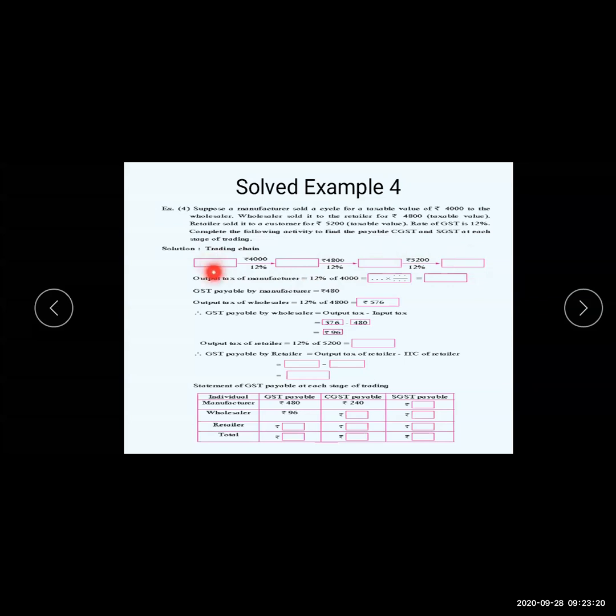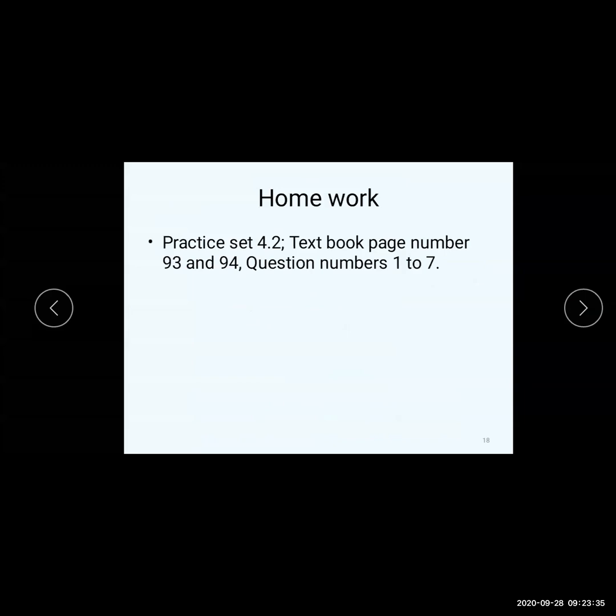So in this way, as we have solved the examples, you will have to solve this question, and I will ask you tomorrow. You have to show me tomorrow whether you have solved the question or not. Just take the screenshot, students. This is your homework. Now we have completed this, and we will do practice set 4.2 in the next chapter.